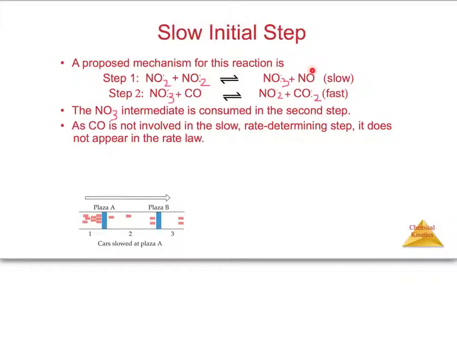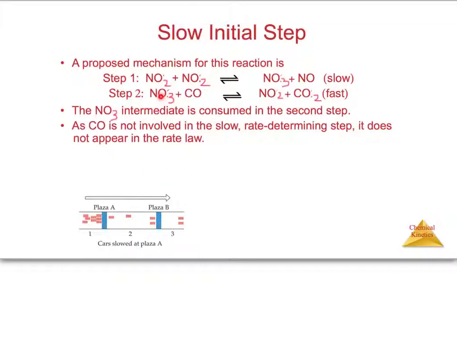So there's our first step, and we're going to say that this one is our slow step, okay? Now, step 2, we've got nitrogen trioxide combining with carbon monoxide to give us our products that we actually see in that original equation. And this is a fast step. So NO3, I don't see NO3 in my original equation, which was on the last slide. So we're going to consider NO3 an intermediate.